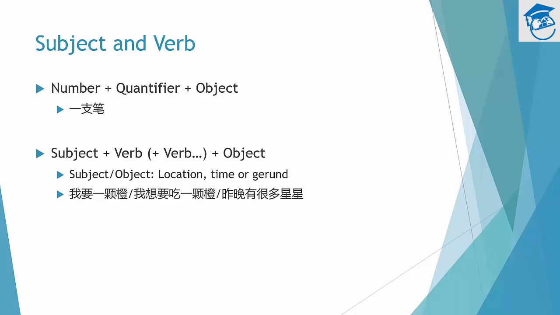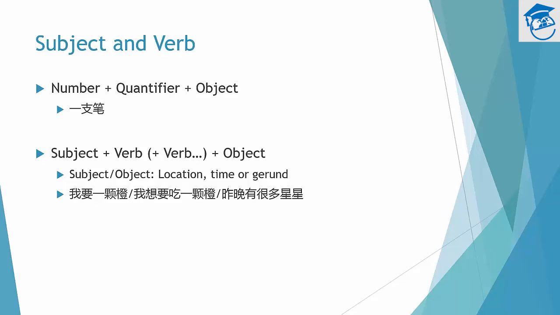And of course, for this one, we can also say 我想要吃橙. That is fine because you are not indicating any numbers. So it can be any quantity, which you have to state later if you want the other person to know. Okay? And for subject or object, they can be the location, time, or gerund. For gerund, we haven't encountered any in the previous lessons, but there will be more in future lessons.